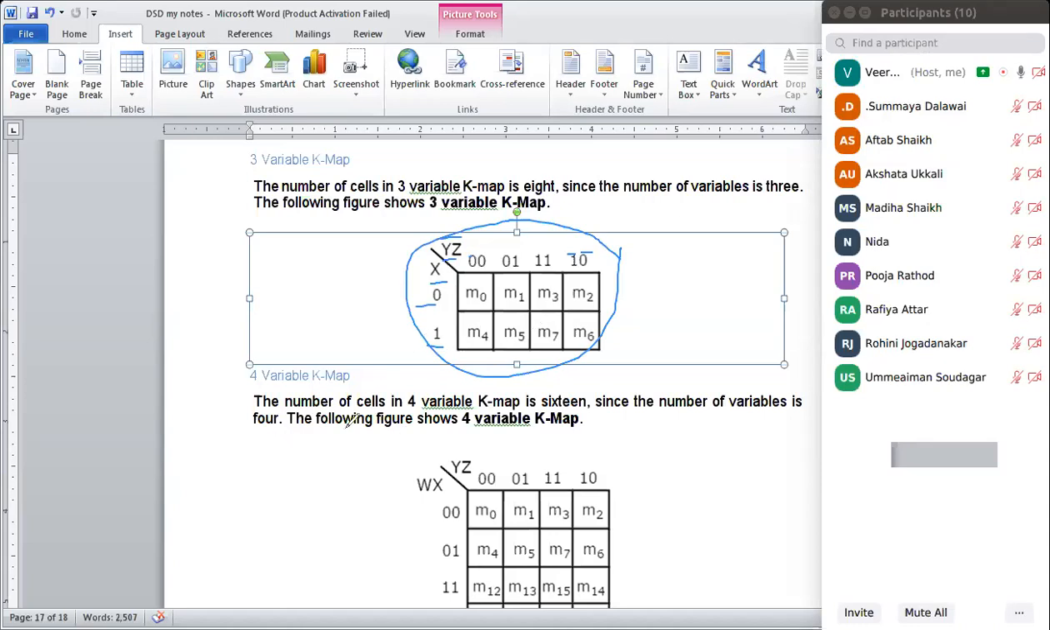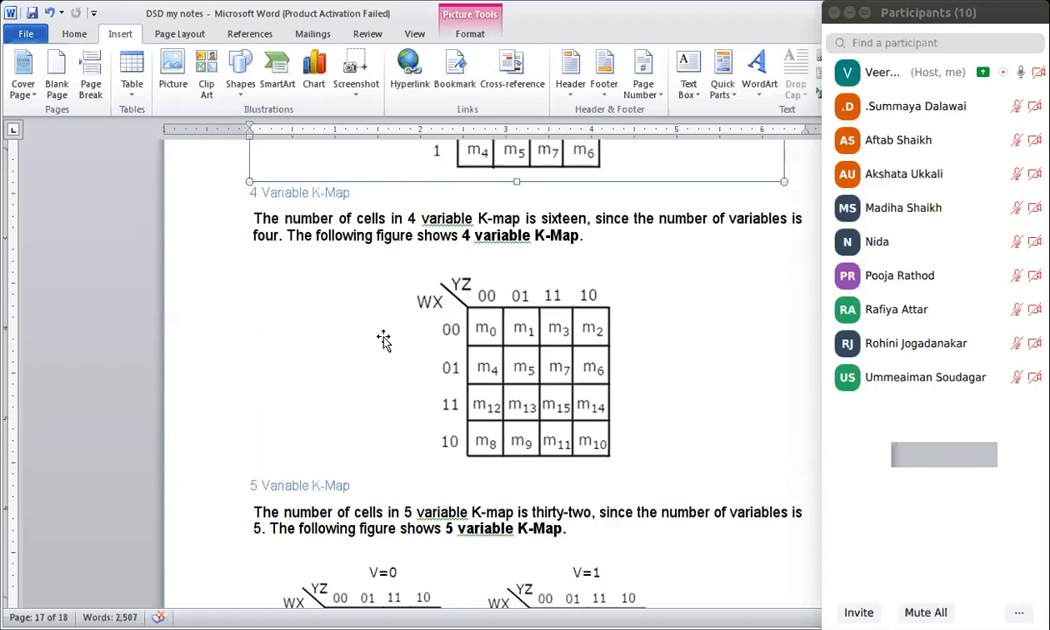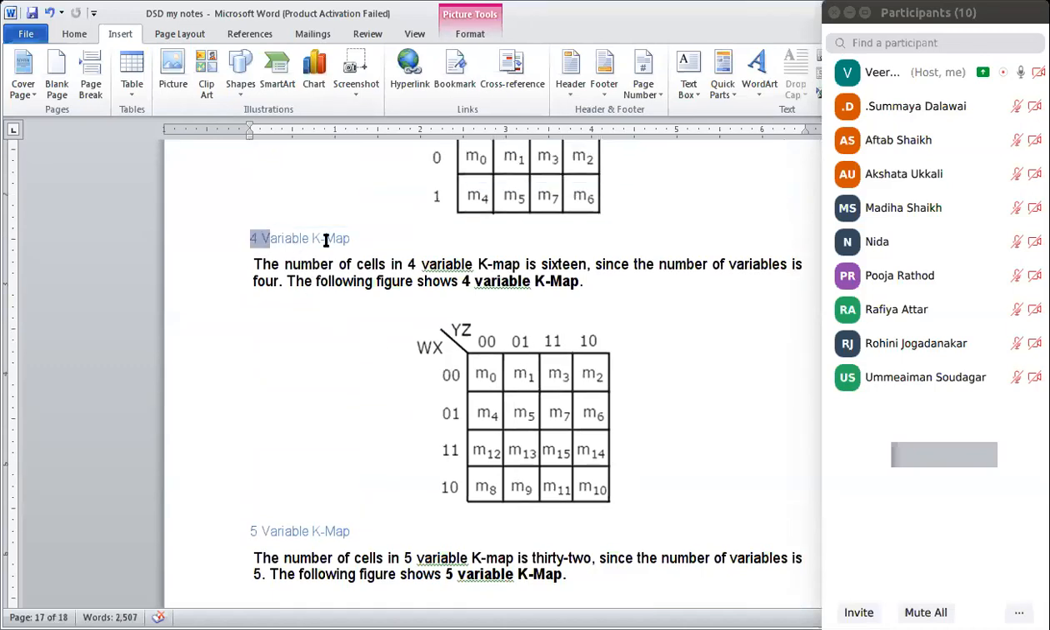Then here is one more example, two more are there, we will see. Four variable K map. A four variable K map will have how many cells?